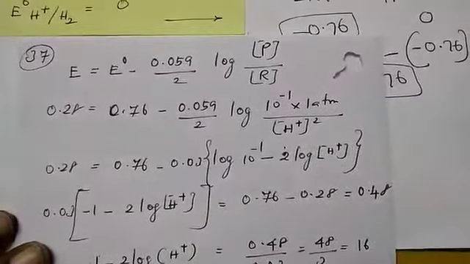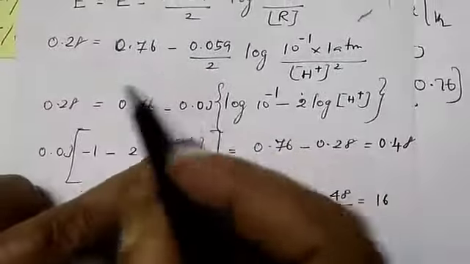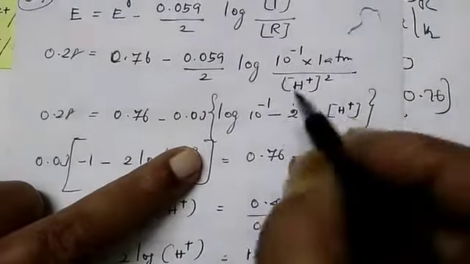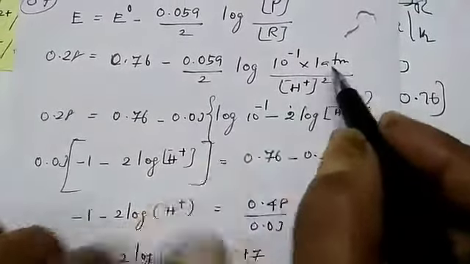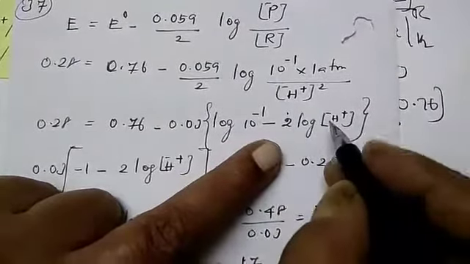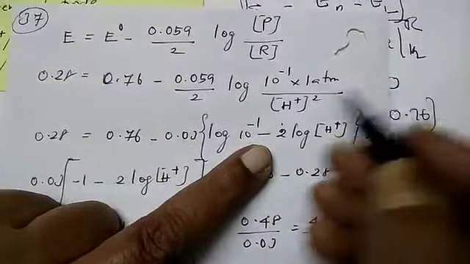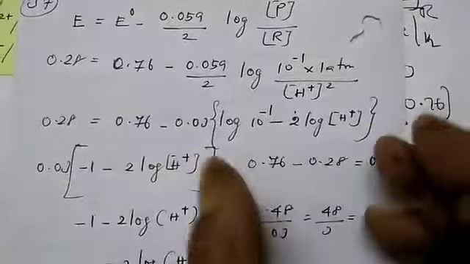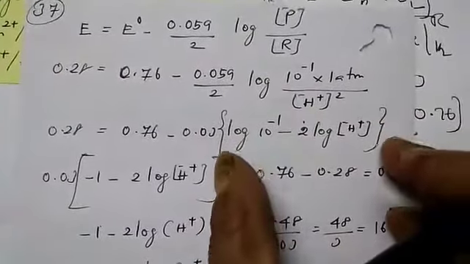Now our work is to focus on this work. Let us go to the work. Till here, everything is as it is. Now let us focus here. Log 10 power minus 1, into 1 atmosphere, the same value, only minus of log of the denominator, minus of log H plus to the power 2, to bring it on here. So here 2 log H plus. Within the bracket, don't confuse this one; you put it right, as in the bracket.